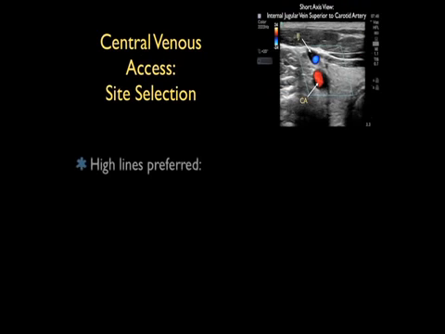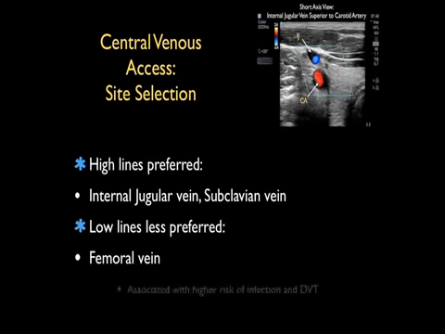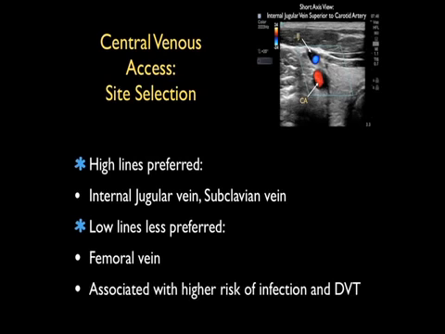The fourth main step within the IHI guidelines is adequate attention to site selection for placement of a central venous catheter. In general, high lines are preferred. The internal jugular vein and subclavian vein are associated with a decreased risk of infectious complications to our patients. In general, low lines are less preferred as placement of a catheter into the femoral vein is associated with a higher risk of infection and also a higher risk of DVT in our patients.